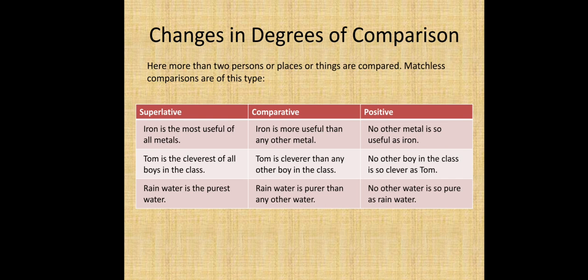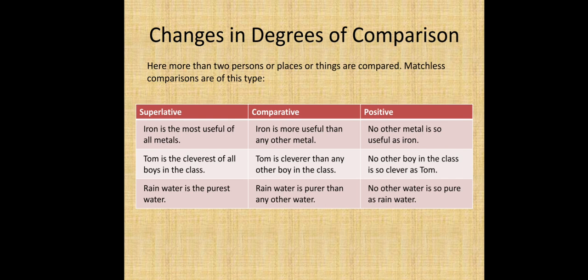Now, changes in degrees of comparison. Here, more than two persons or places or things are compared. More than two. Matchless comparisons are of this type. Now see, I have just prepared three columns: superlative, comparative, and positive. Just try to understand the example. Iron is the most useful of all metals. Now comparative, iron is more useful than any other metal, or in positive, no other metal is as useful as iron.